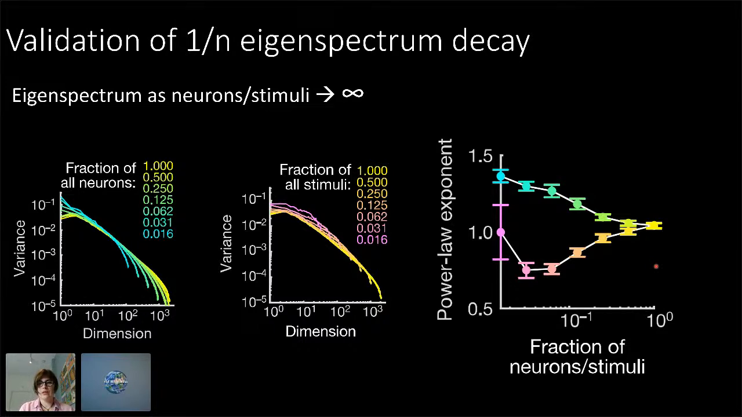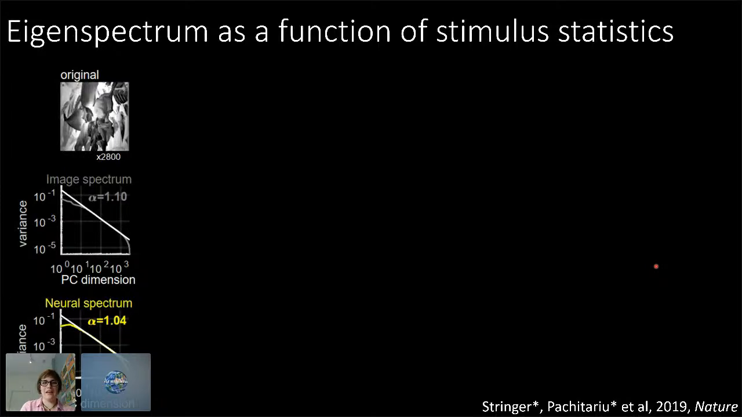Okay, so there's one potential reason for why we see this eigenspectrum that decays as a power law, which is that the eigenspectrum of natural images has a power law decay too. This has been relatively well studied. It also has this 1/n to the alpha decay where alpha is close to 1. And so it could be that the neural spectrum is just basically inherited from the image spectrum.